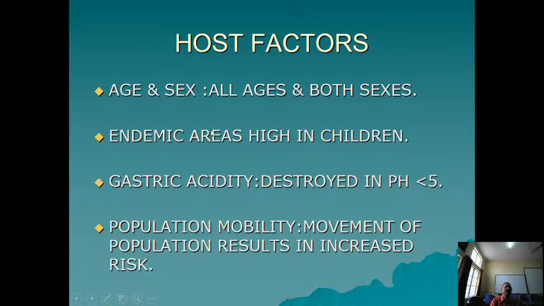What are the host factors? Ages and both sexes are involved. In endemic areas, it is children who get more infected, possibly because the adults have had a subclinical infection and are resistant. Gastric acidity, as we said, if the gastric acid is there, you will get destroyed, but your acid production is less. Population mobility: whenever there is mobility, there is decreased amount of sanitation, there is increased contamination, so you have chances of infection.